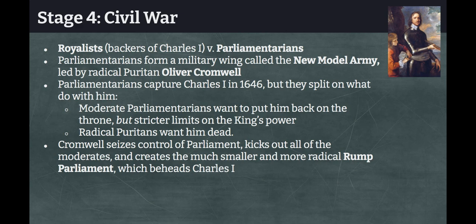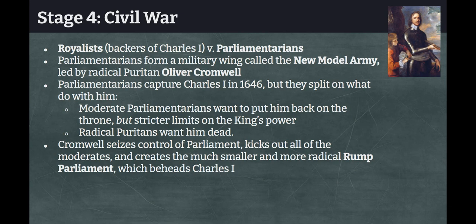Oliver Cromwell gets put in charge. Oliver Cromwell, radical Puritan, so he's one of those hardcore Calvinists, right? So you can kind of see where this is going to go. The Parliamentarians actually win. They capture Charles I, but they aren't really sure what to do with him. Some Parliamentarians are like, hey, king messed up, but why don't we put him back on the throne, but make it really clear to him that we, Parliament, are in charge, and we'll put limits on his power.